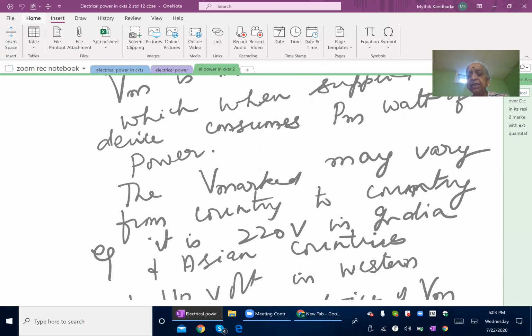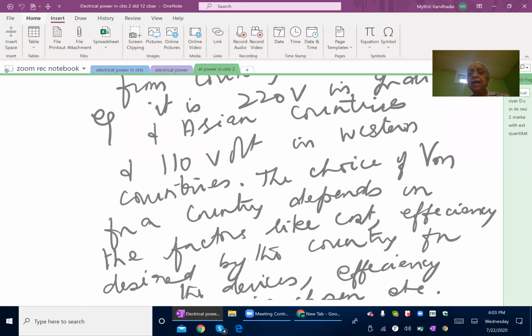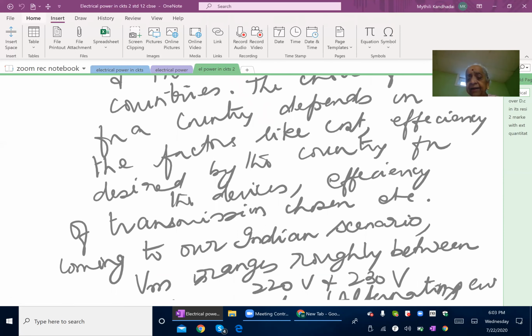For example, it is 220 volts in India and mostly the Asian countries, and it is 110 volts in Western countries like USA and so on. Why should they choose only 110 volts in Western countries and 220 volts in India? That depends on different factors which are prioritized in that particular country, like cost. Sometimes one voltage, like 110 volts, may be very costly. In the Indian scenario the cost is also a very great pinch, and therefore they might adjust only for 220 volts. Cost, and efficiency desired by the country for the devices.